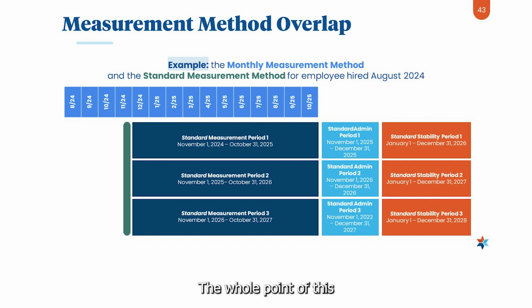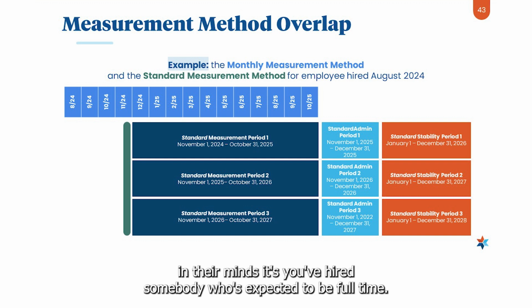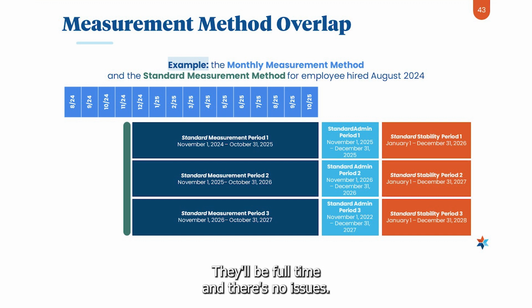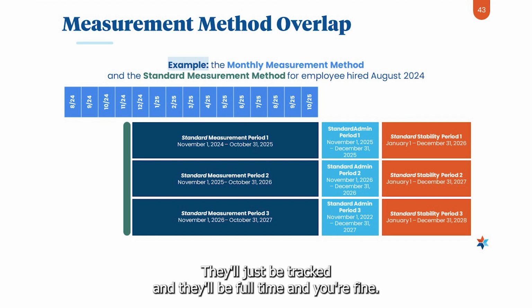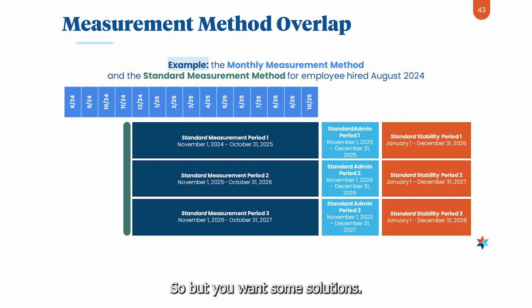The whole point of this is just to set up a standard. Because I think in their minds, you've hired somebody who's expected to be full-time, they'll be full-time and there's no issues. But in real life, sometimes issues come up. But for most of your employees who are hired as full-time, you won't have to deal with that. They'll just be tracked and they'll be full-time and you're fine. But you want some solutions if they don't, and you want to do it correctly. And you don't want to take them off early.